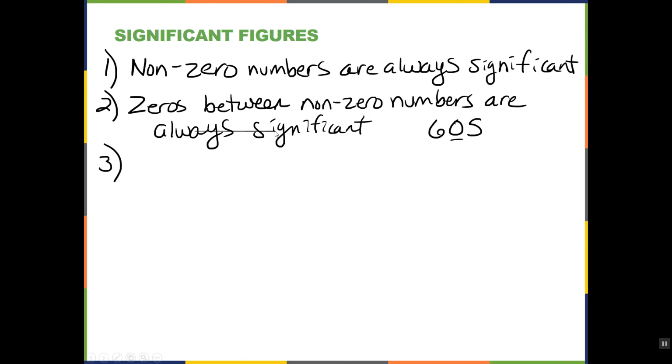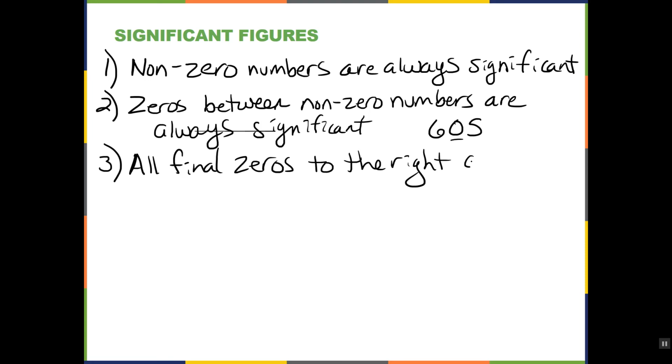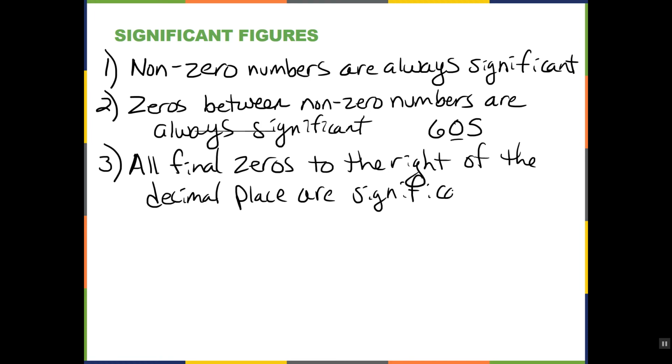Number 3: all final zeros to the right of the decimal place are significant. Okay, let me give an example of what that would look like.